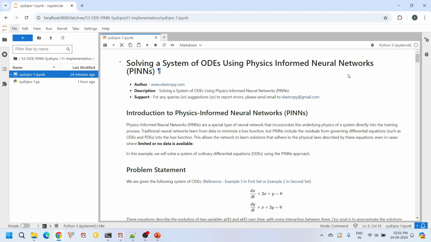Today we are diving into another exciting project on physics informed neural networks, also known as PINNs in short form. In this tutorial, we will be solving a system of ordinary differential equations, ODEs, using PINNs. This video is designed to give you a complete understanding of both the theory behind PINNs and the practical steps to implement them. I will guide you through every step of the process in detail.